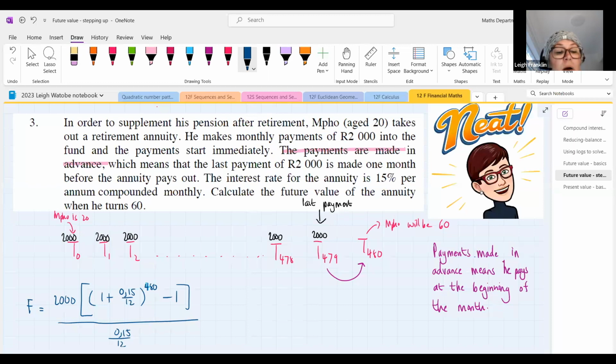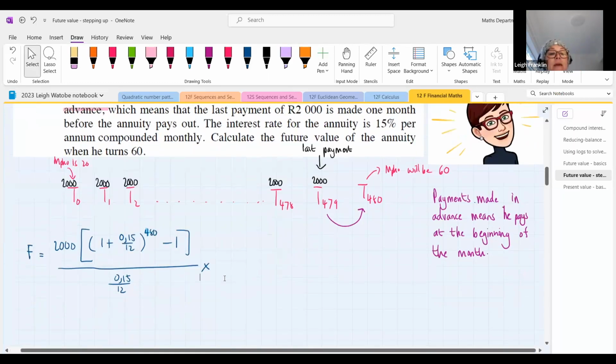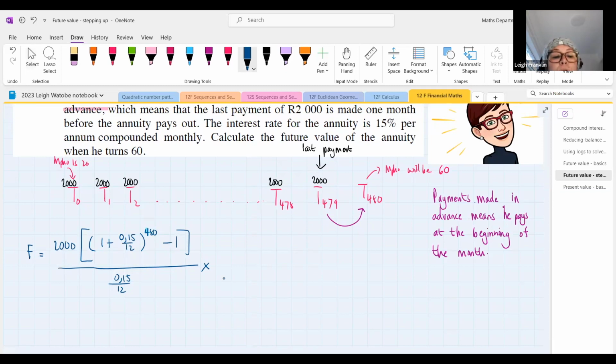0.15 over 12. And now, because the money stays in the account for that last final month, it's got to earn a month's worth of interest. So we have to do this compounded monthly. So it's in there for 1 month. So that will be 1. Yes, Caitlin, your hand is up.